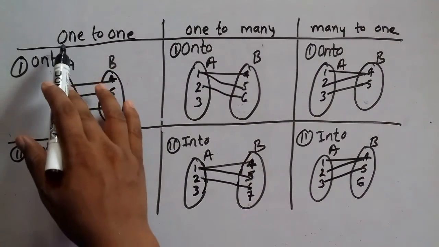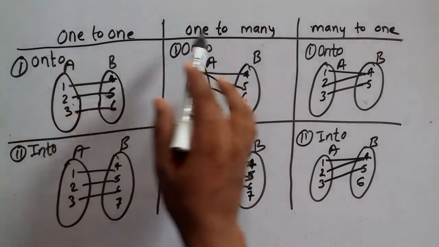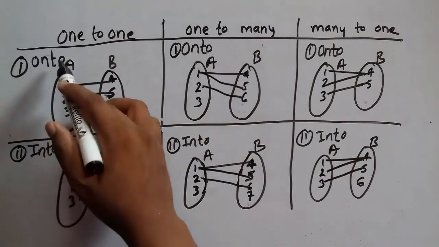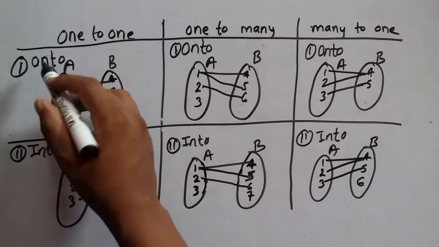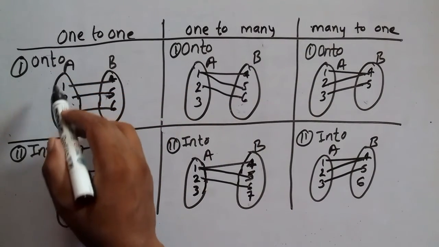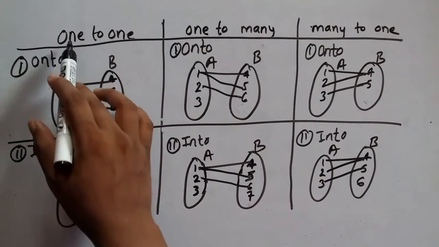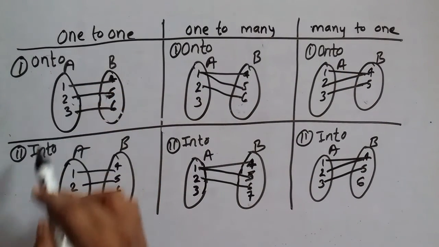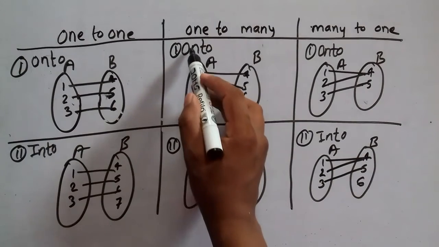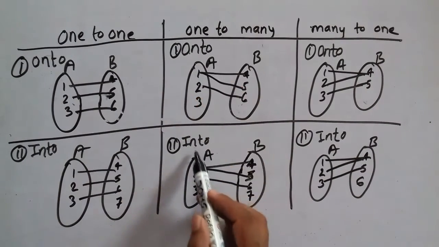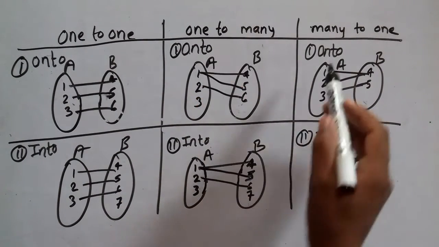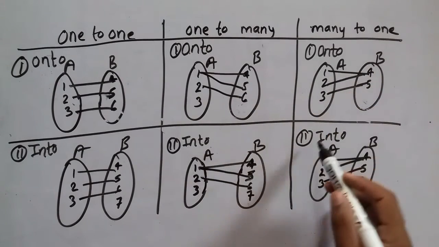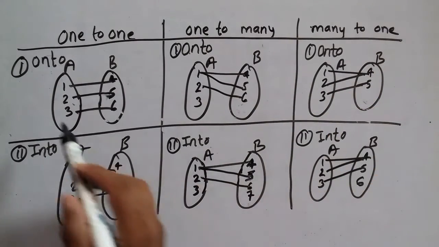Now we are going to study the types of one-to-one, one-to-many and many-to-one relations. There are two types in each category: onto relation and into relation. One-to-one onto relation, one-to-one into relation, one-to-many onto relation, one-to-many into relation, many-to-one onto relation and many-to-one into relation.